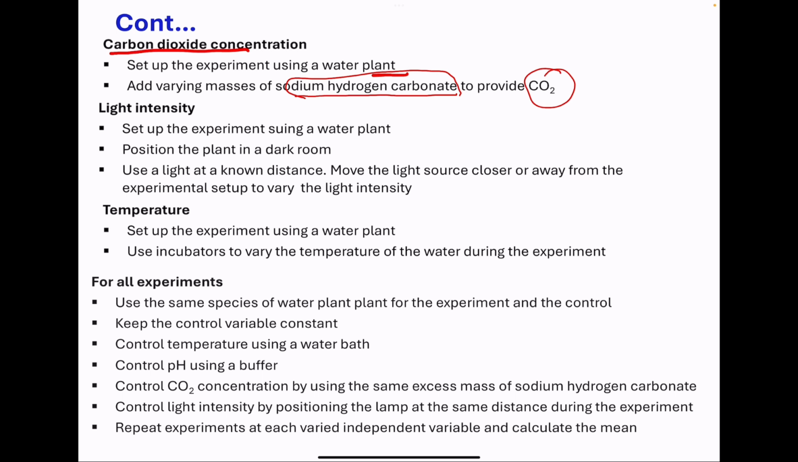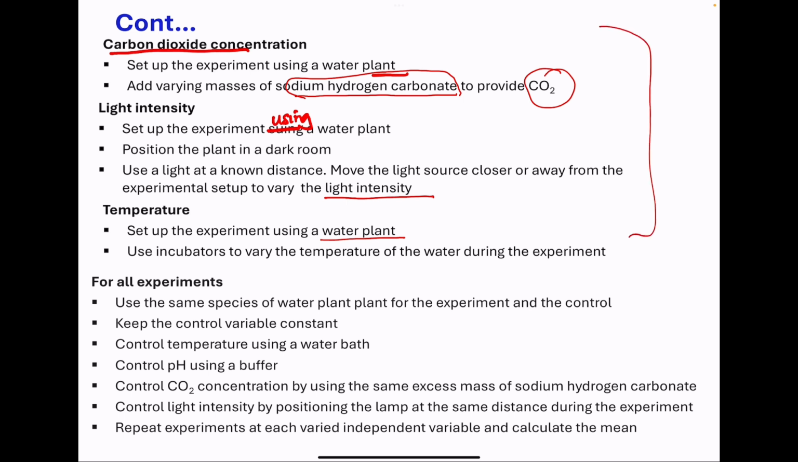And then if you're varying or studying the effect of light intensity, you will set up the experiment still using a water plant. You're going to position this in a dark room because it's light intensity. And then you're going to use a light positioned at a known distance. You will move the light source closer and farther away from the experimental setup as a way of varying the independent variable, which is the light intensity. And then if you're studying the effect of temperature, still you're going to set up the experiment using a water plant, and you use incubators set to different temperatures as a way of varying the temperature of the water.